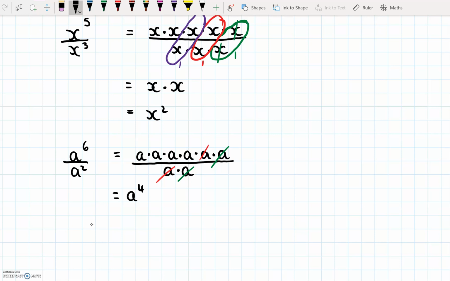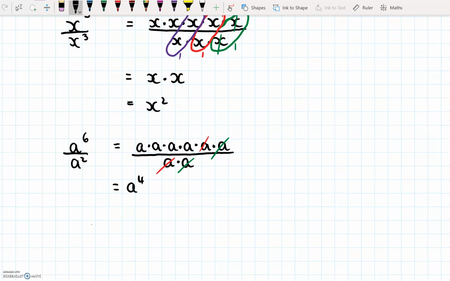All right, so hopefully you can also see another pattern happening here, okay? Because if you look at this first example, x to the power of 5 divided by x to the power of 3 gave us x squared, or x to the power of 2. If you do 5 minus 3, you get 2. Okay, a to the power of 6 divided by a to the power of 2 equals a to the power of 4, and 4 is 6 minus 2.